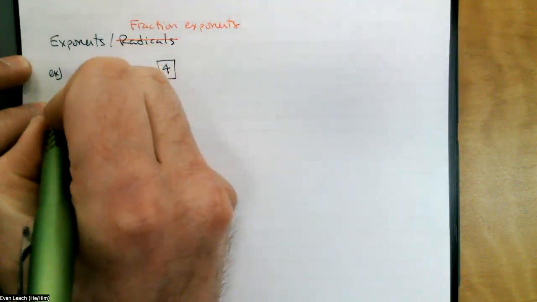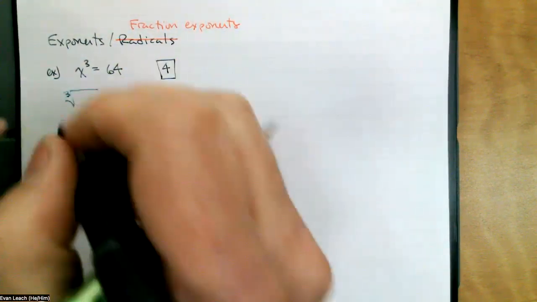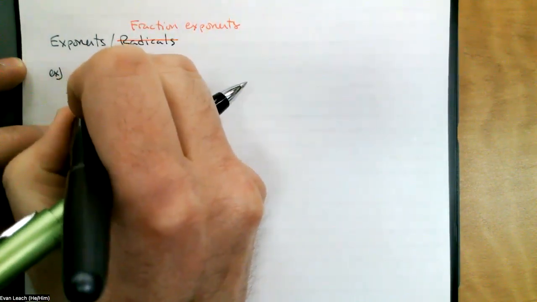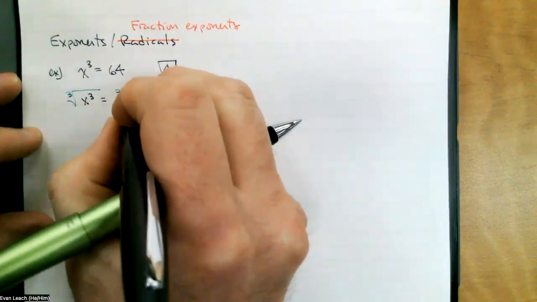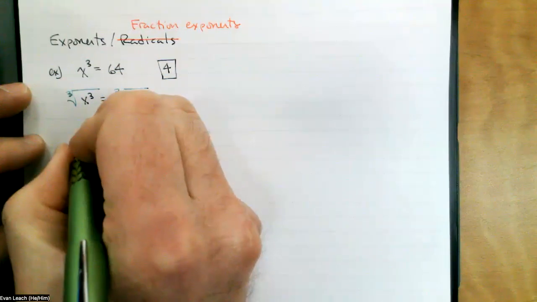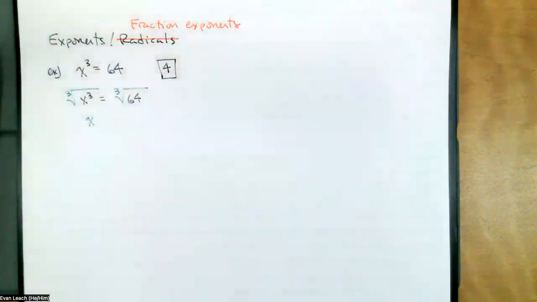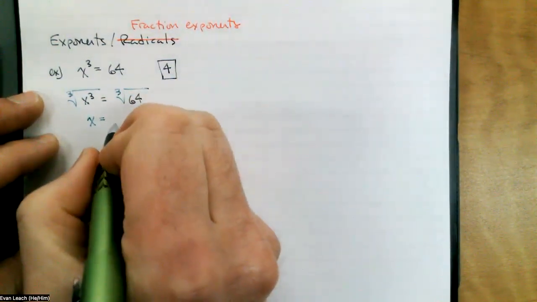So we could write it this way. The cube root of x to the 3rd is equal to the cube root of 64. And then from here, the cube root of x to the 3rd, those are the inverse operations giving you x to the 1st power. That's what the inverse does. It gets you back to where you started from. The cube root of a cube is just x. The cube root of 64 is 4.